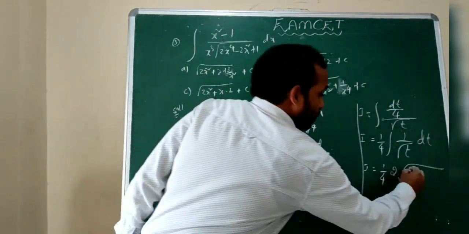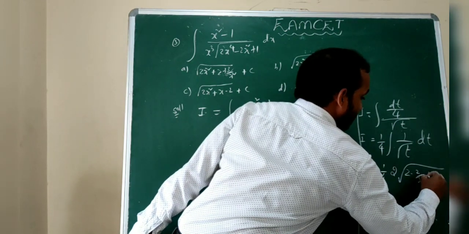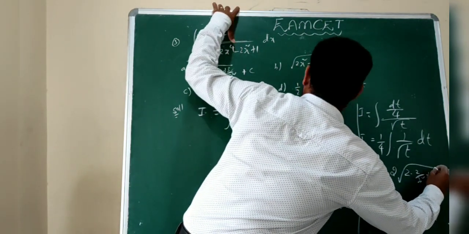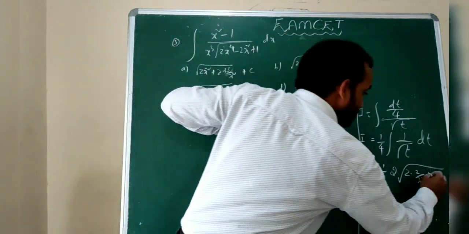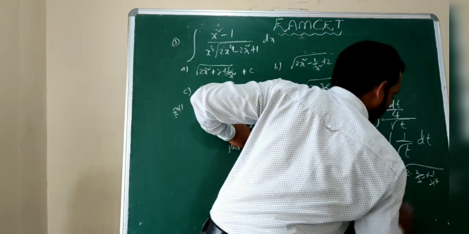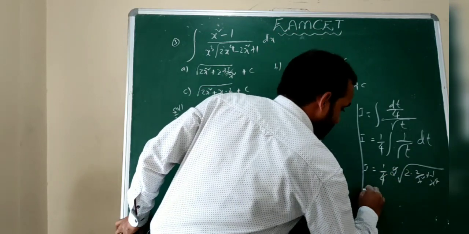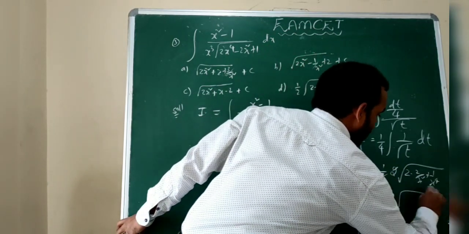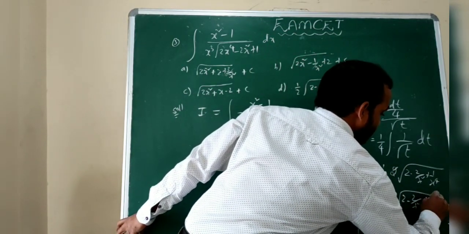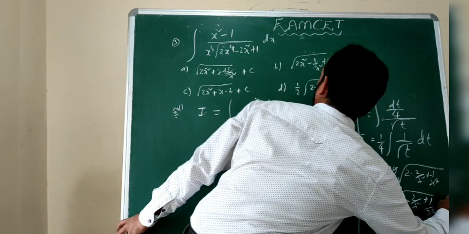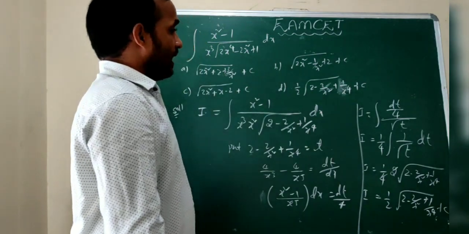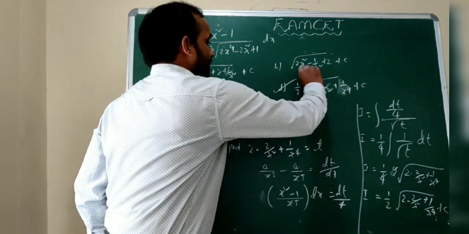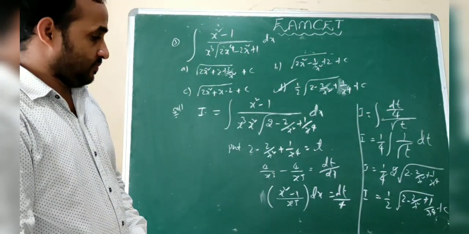What is the t? 2 minus 2 by x square plus 1 by x to the power of 4. Here is a 2, 1, that means 1 by 2 under root of 2 minus 2 by x square plus 1 by x to the power of 4, plus c. Is that the answer? So what is that? 1 by 2? D is the correct answer.